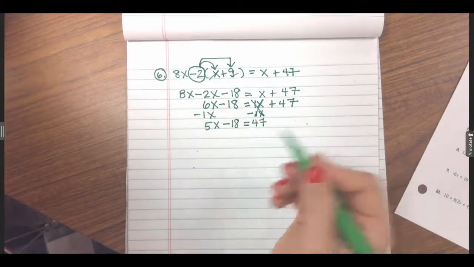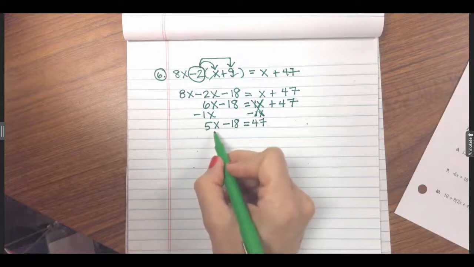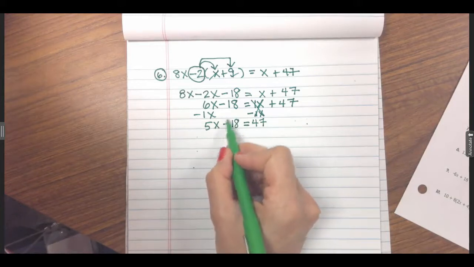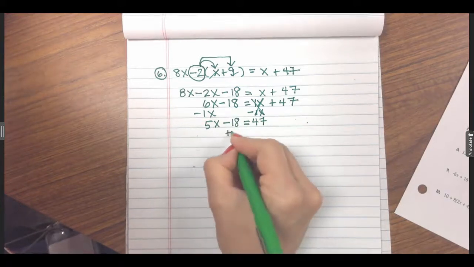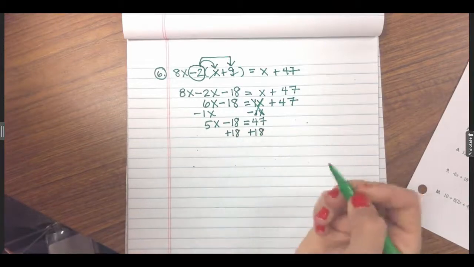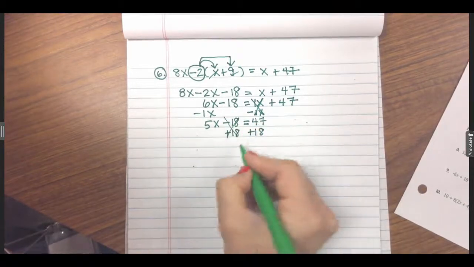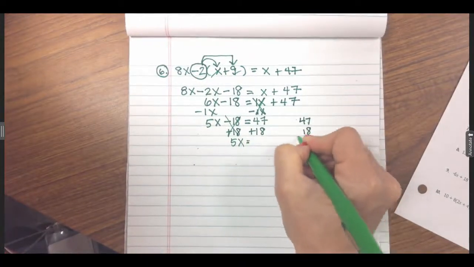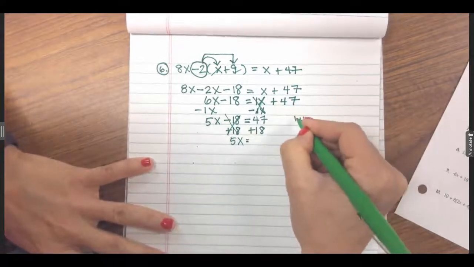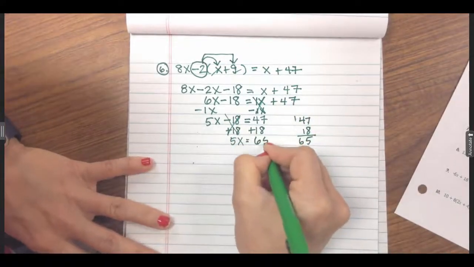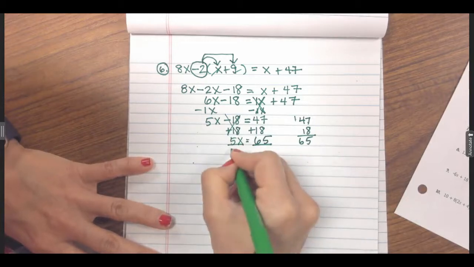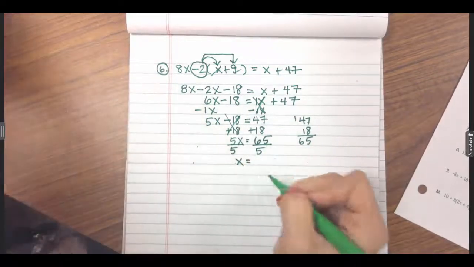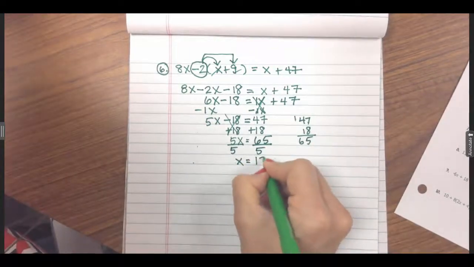Next is to make a 0 pair. So go back to the side where the letter is. We have to make a 0 pair with the one that has a plus or a minus. So on this one, it's going to be making a 0 pair with a negative 18. So plus 18, plus 18. So these cancel out. So 5x is going to equal 47 plus 18. I don't have a calculator, so I'm just going to add it like this. 5x equals 65. Divide both sides by 5, because that's what's stuck to the letter. And when you divide this out on your calculator, you're going to get a 13.